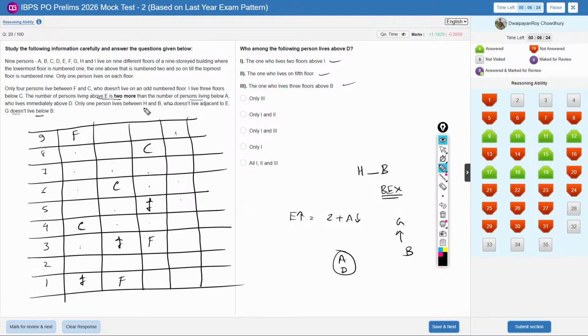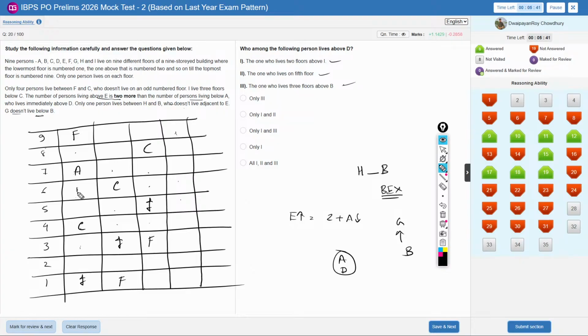The number of persons above E is 2 more than below A, and AD are a pair. So suppose AD here, with this 1, 2, 3, 4, E here. So B and E do not come together. Then they say G is above B, but B is here. Then I cannot give H anywhere. So AD cannot be here.